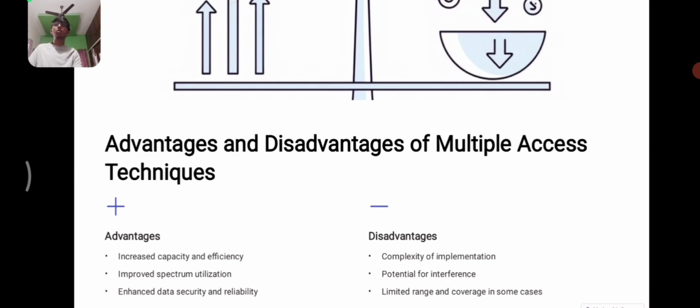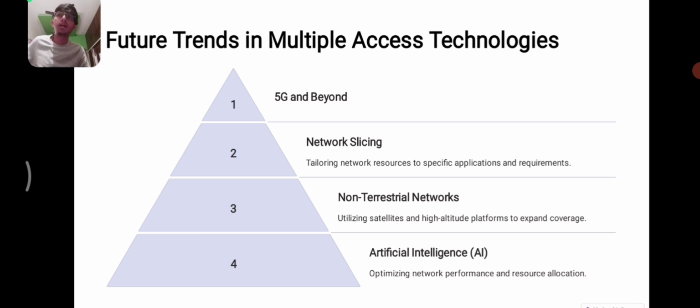And let us move on to the future trends in multiple access techniques. That is 5G and beyond, network slicing, tailoring network resources to specific applications and requirements; non-terrestrial networks, utilizing satellites and high altitude platforms to expand coverage; and AI, artificial intelligence, optimizing network performance and resource allocation. These are the topics which I discussed in multiple access techniques.